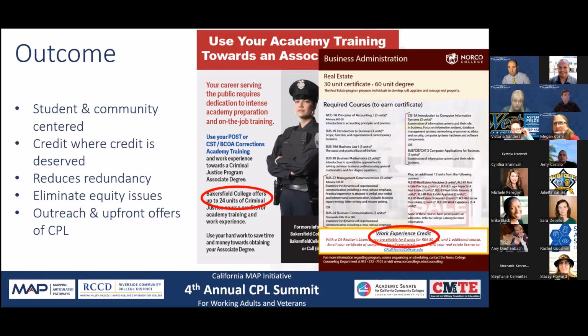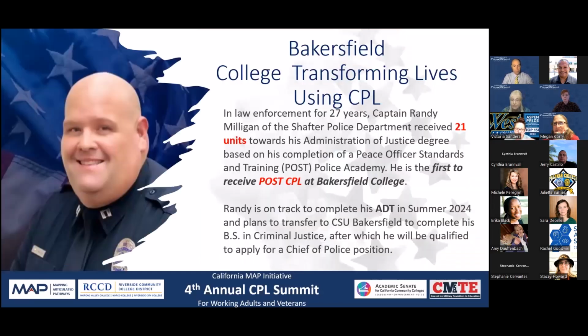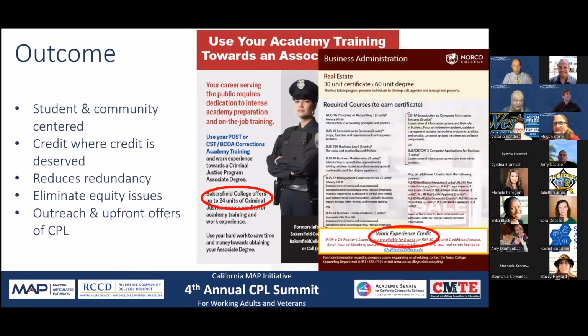We are, of course, student and community centered, giving credit where credit is deserved, reducing the redundancy that is currently occurring with officers having to take courses that we've identified as material covered in the academy. It reduces the cost of education, and it reduces and or eliminates equity issues. And you can see by the 2 posters that are here, please go back, thank you. Bakersfield has already begun marketing CPL for their academy graduates, giving 24 units for their criminal justice program. And Norco College, just to give you a different one, is marketing CPL for business administration by offering 9 units of college credits to licensed realtors.